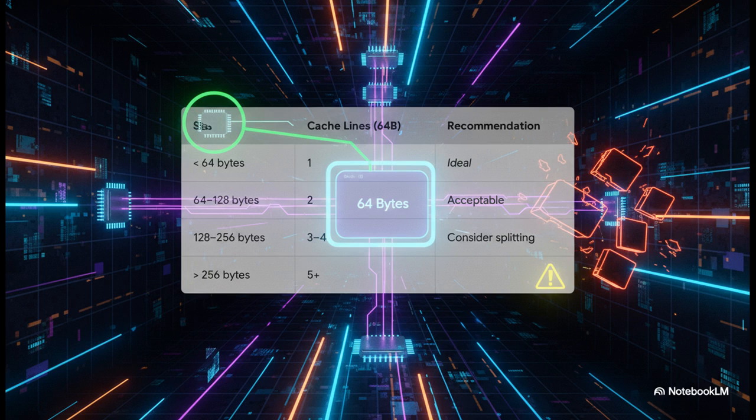Now, if all the data your system needs for an entity fits inside that one chunk, it's unbelievably fast. But if it's bigger, the CPU has to go all the way back to RAM for more, and that's a huge slowdown. And that's exactly why these guidelines are so important. Keeping your components under 64 bytes is the sweet spot. If they get much bigger, you really need to think about splitting them up.